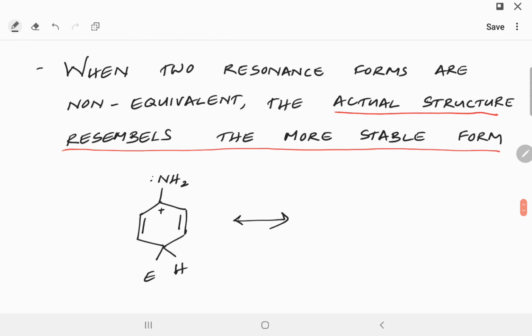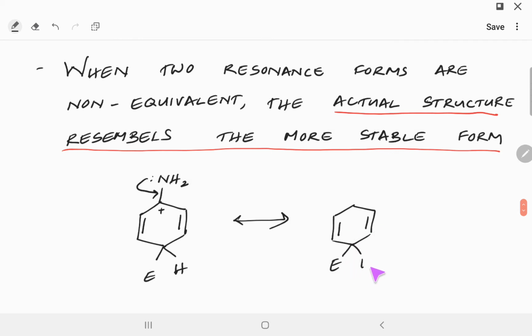Don't worry about these names if you don't know them yet, because you might not know about benzene or anilines yet. All right, so in here, this is a positive charge that we have. Let's see if we could draw another resonance structure for this molecule. What we could do is try to delocalize the positive charge onto nitrogen by using this lone pair. So if you do that, you're going to get a resonance structure like this.